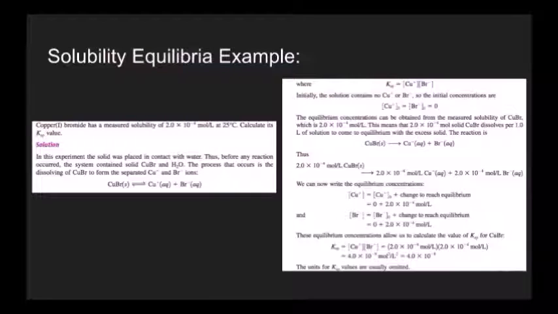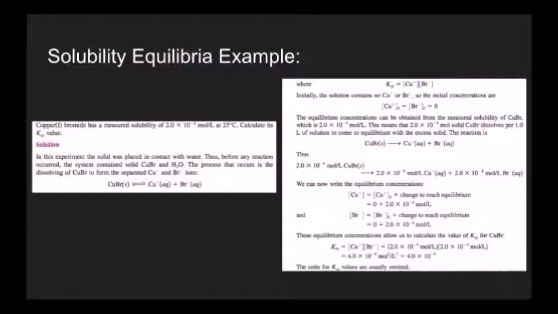So we will talk about a solubility equilibrium example. In this situation, we have copper bromide, which has a measured solubility of 2.0 times 10 to the negative 4 moles per liter at 25 degrees Celsius, and they ask you to calculate the Ksp value. The reaction we see is copper bromide makes Cu plus and Br minus ions. Initially the solution has no Cu plus or Br minus, so the concentration is 0.